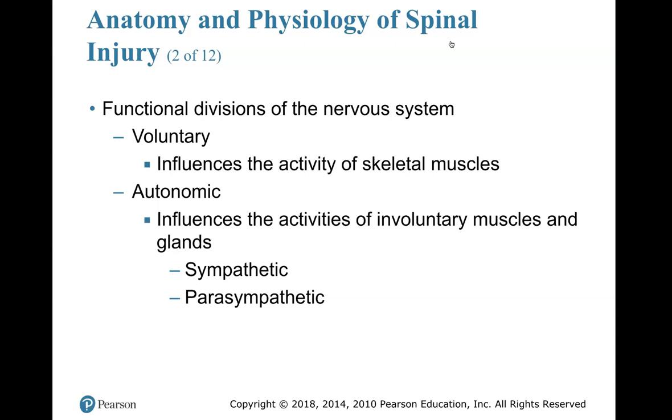Functions and divisions of the nervous system are voluntary, which influences the activity of skeletal muscles. So that means whenever you say, I want to pick up this cup, you voluntarily enact the nervous system, and you grab the cup and you pick it up. Autonomic influences the activities of involuntary muscles and glands, which consist of the sympathetic and the parasympathetic. But also, autonomic means that you do not have to tell this part of the nervous system to work. It just does it on its own. It's like your heart beats on its own. You don't have to remind it to, and so do your lungs. They inhale and exhale on their own. You don't have to tell them to.